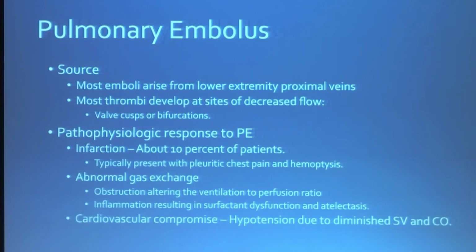Most pulmonary emboli arise from lower extremity proximal veins, so leg veins. Most thrombi develop at sites of decreased flow where there are bifurcations or valve cusps that slow down the flow. Now, when one of these clots breaks loose and goes to the lung, about 10% of patients have an infarction of a portion of the lung, a segment of the lung. Those people typically present with pleuritic chest pain and hemoptysis, but that's only 10%.